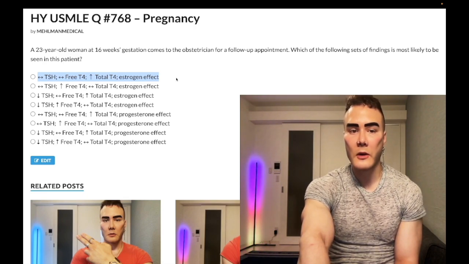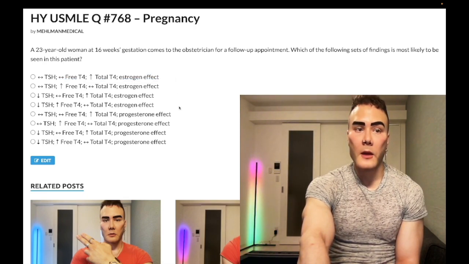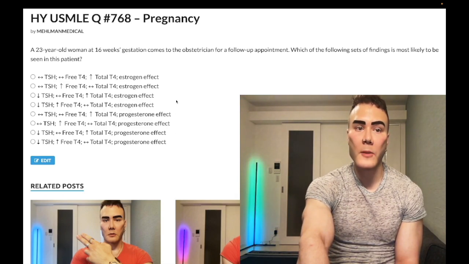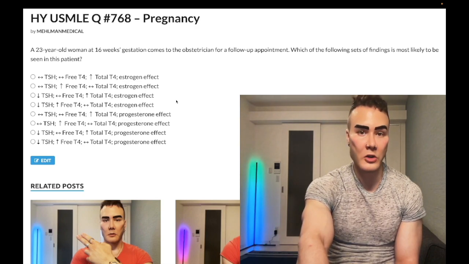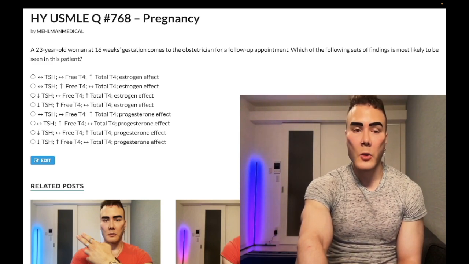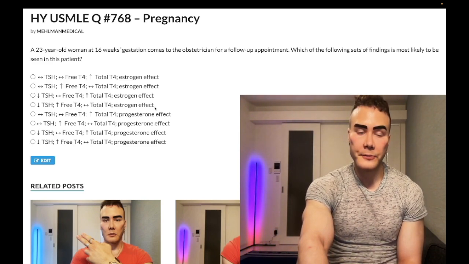Now, you need to know that, for starters, increased estrogen, not progesterone, is going to cause the liver to secrete more thyroid binding globulin, TBG. Okay? That's the initial point, which they ask on the offline NBME exams. So we're only looking at the top 4 answer choices here.